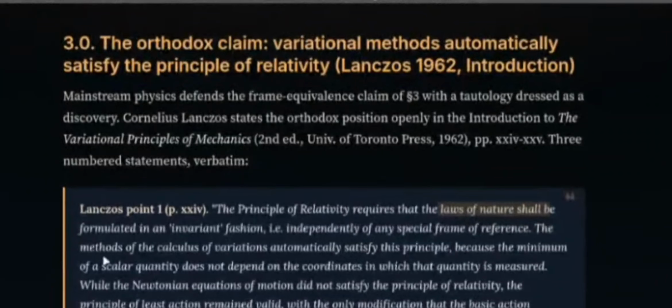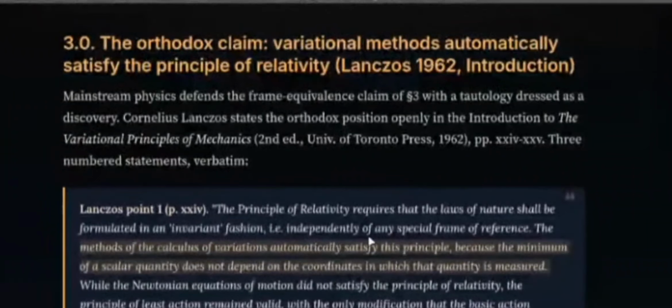So let's see here. The method of calculation of variation automatically satisfies this principle because of the minimum scalar quantity. It does not depend on the coordinates in which the quantity is measured. This is a really important qualifier, because the scalar quantity that they introduce to make this work is they start with GMm, which includes both of the masses. But if you remember from any of the Kepler presentations, when you have GMm over r squared, the m's cancel out, and it just becomes a ratio of the periodicity. That's just Kepler's law. That's just kinematics. So the dynamics get reduced to kinematics by trying to satisfy the frame equivalence using the mass as a scalar quantity by combining the two.